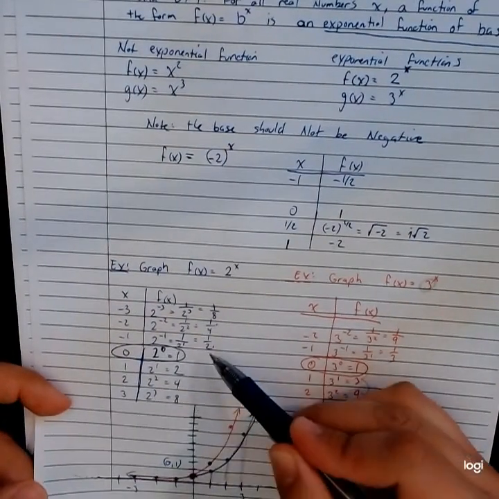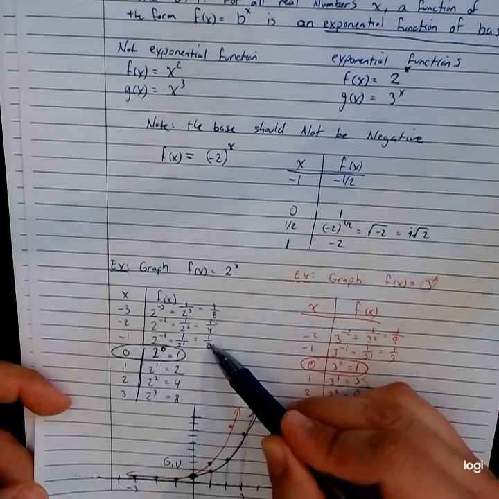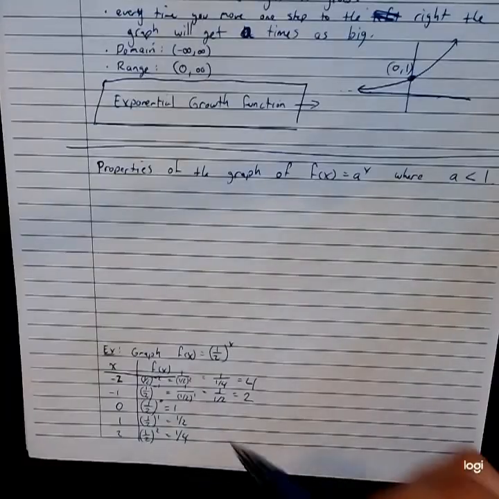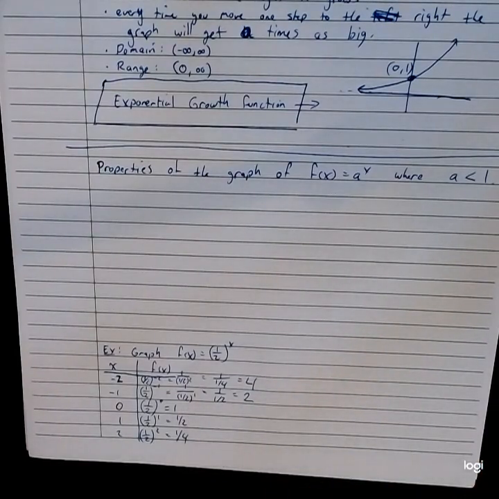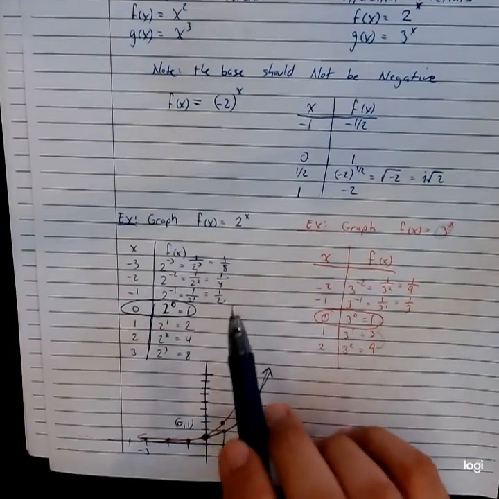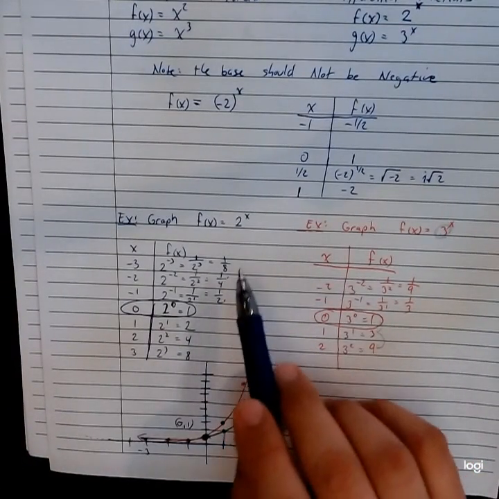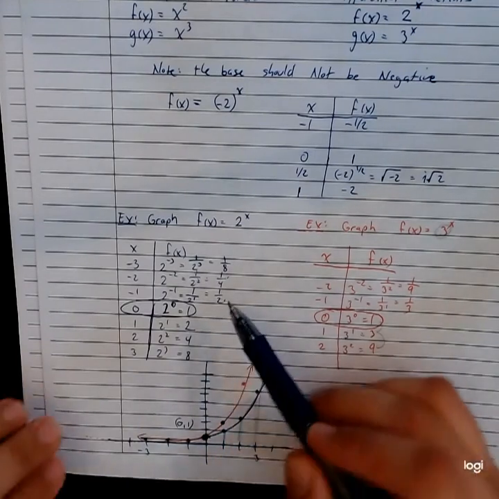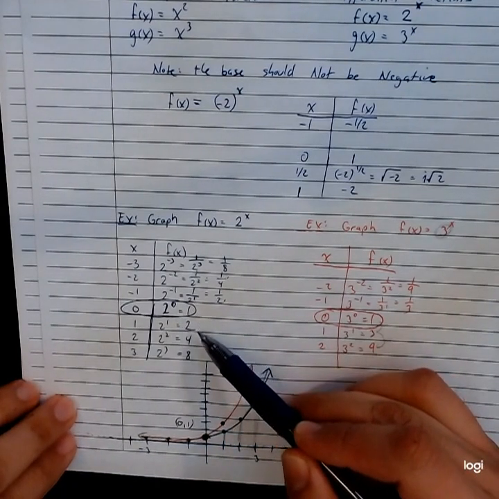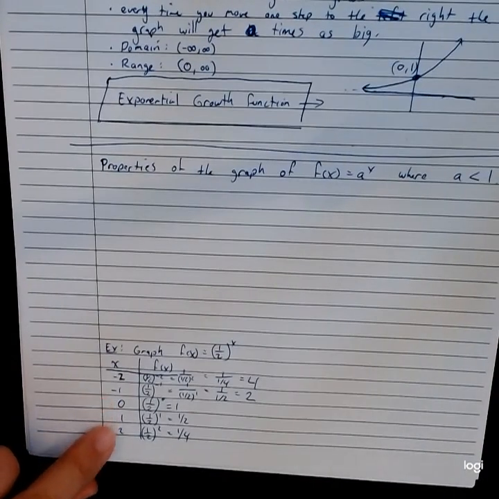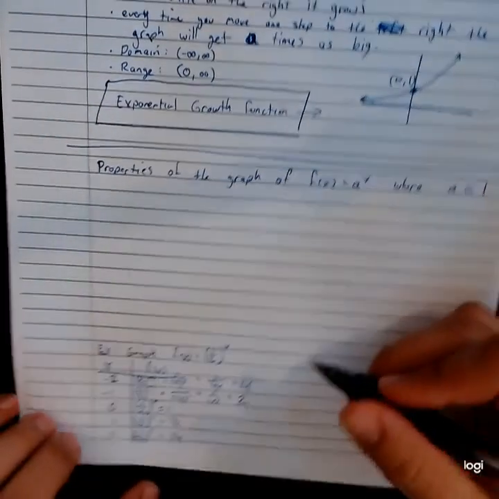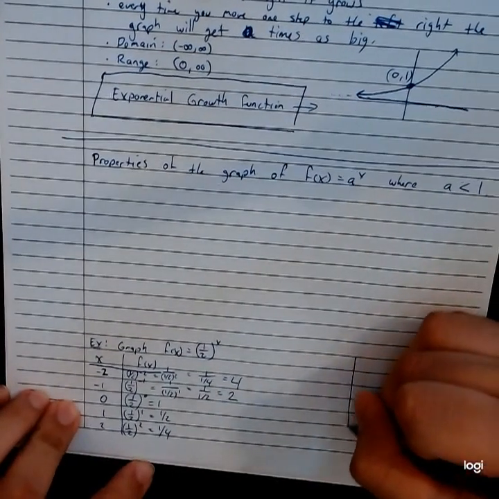Notice that it's the same numbers that we had before: 1/4, 1/2, 1, 2, 4. So it has the same values as 2 to the x did. But the thing to note is that they are in the opposite direction. Here, your function gets bigger as your x value gets bigger. But over here, as your x value gets bigger, your function is getting smaller. If you graph that, it becomes even more apparent.